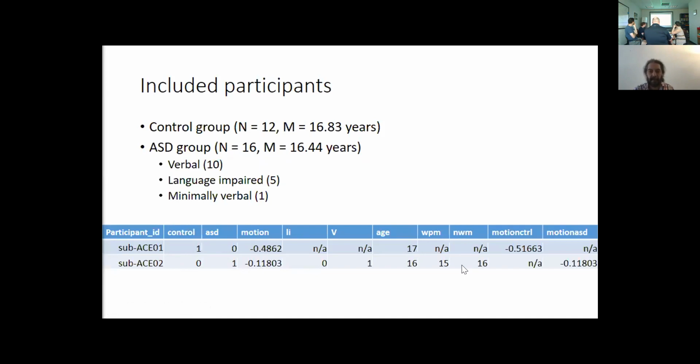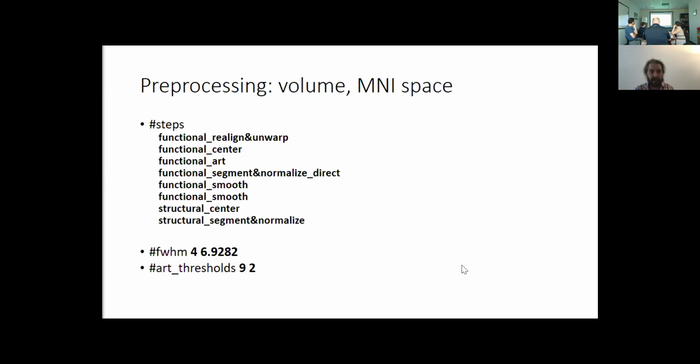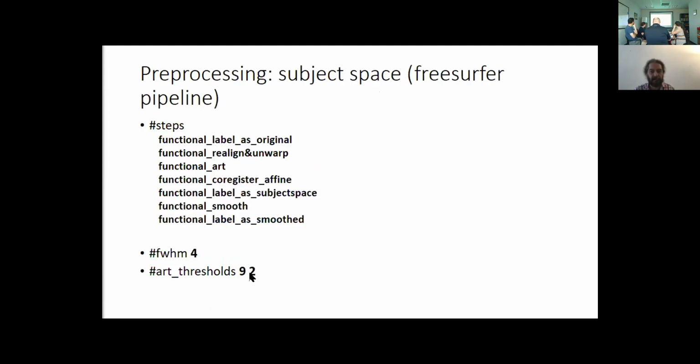Okay. So I have two pre-processing pipelines. One is our standard one for MNI space in the volume. I haven't changed any of the steps. The only thing that's different for ACE is the very liberal ART threshold, but everything else is the same. And then the other one is used for the single subject, which is the FreeSurfer pipeline. Again, these are the default steps. This was the default smoothing, so I kept that, but I did include my more liberal ART threshold. So those are the two potential pre-processing pipelines.